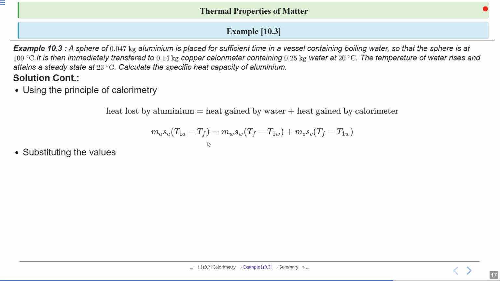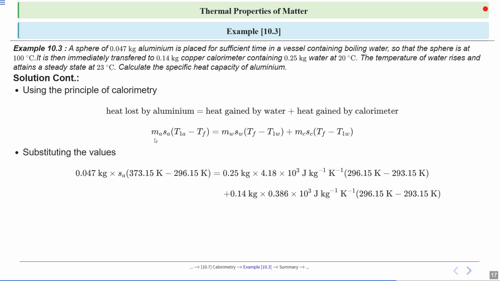So just put the values. Ma is 0.047 kg into Sa into temperature 373.15 Kelvin minus 296.15 Kelvin. This is the LHS term. If we talk about the RHS term, it will be 0.25 kg into S, which is 4.18 into 10 raised to the power 3 joule per kg per Kelvin.